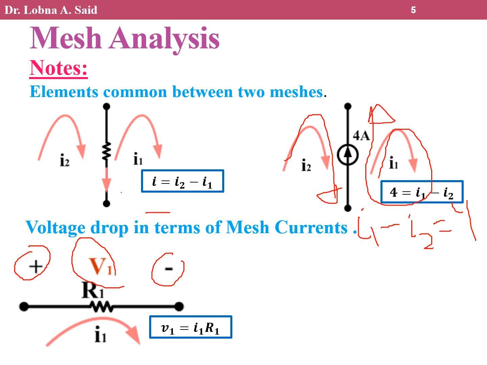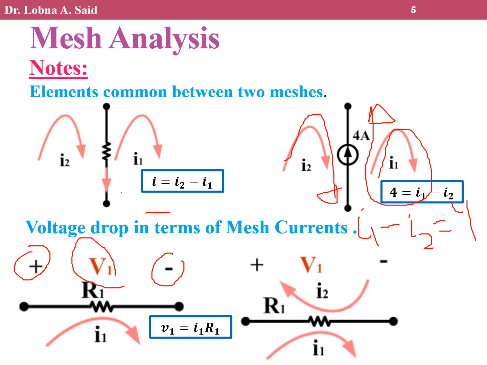We will face a problem not in the single element, but in the element common between two meshes. As here, we have two currents. Which one is dominant? The resultant current is not identified, but easily you can identify it. Here is the positive and here is the negative, so the resultant current has to be like this. Why? Because the current flows from positive to negative in the resistance, since the resistance always absorbs current.